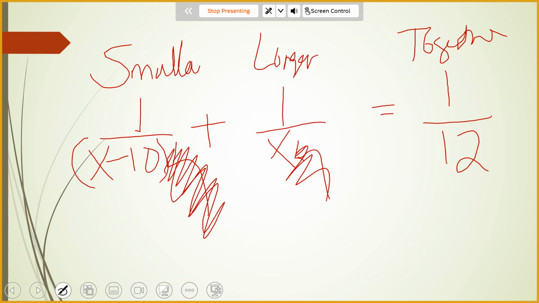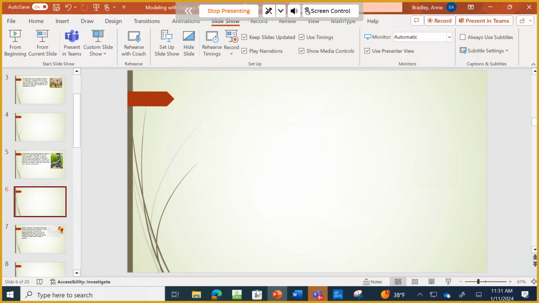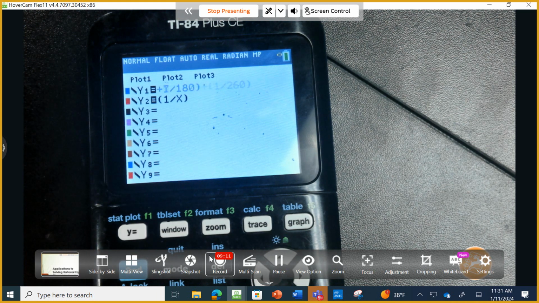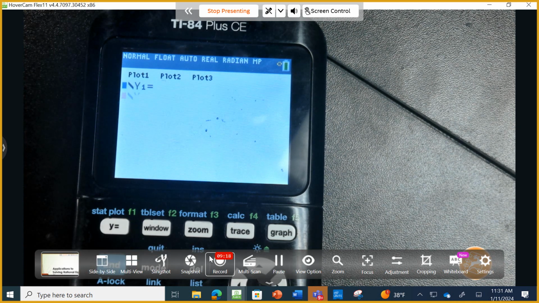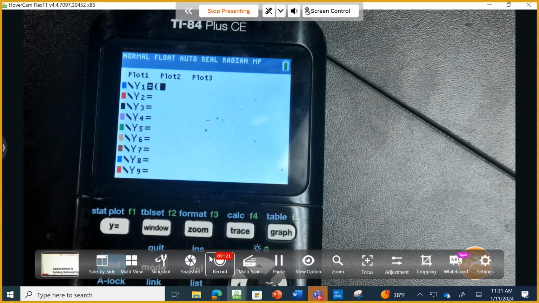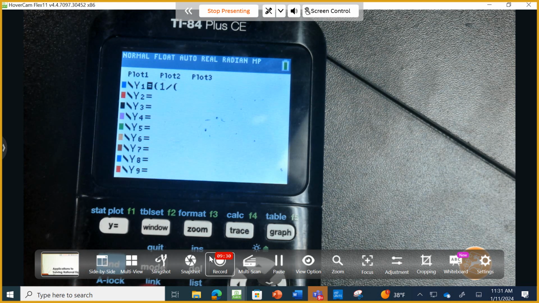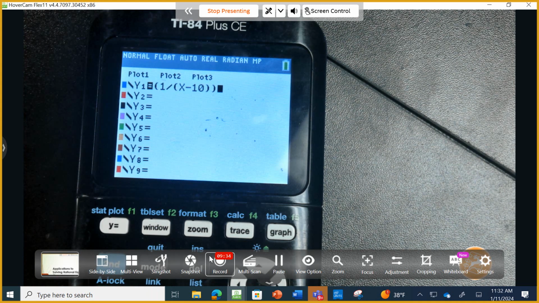Okay, now we're going to move to plugging this in. So please go ahead for me, and I would like you to do second plus 7 12. I've cleared the RAM. I want you to go to y equals. Okay, in the first one, I'm going to do 1 divided by, but I'm not going to type in x minus 10. I need to put an extra parenthesis around the denominator of that fraction because it has more than one item.